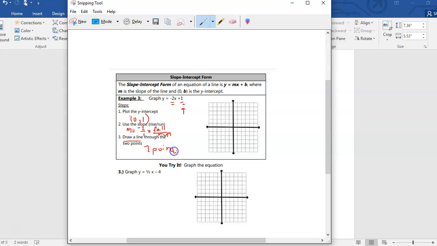Here we go. I know my y-intercept is at (0, 1), so I'm going to plot my point there. I know my slope is -2/1. That means that from my y-intercept, I go down 1, 2. I fall down 2, and then I go over 1. There's my second point. Now that I have 2 points, I can sketch a line. In order to sketch a line, you just need exactly 2 points.